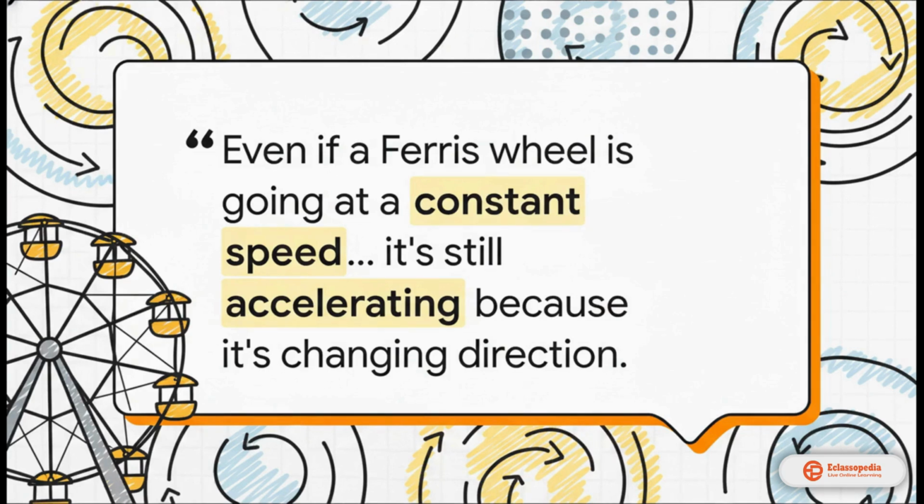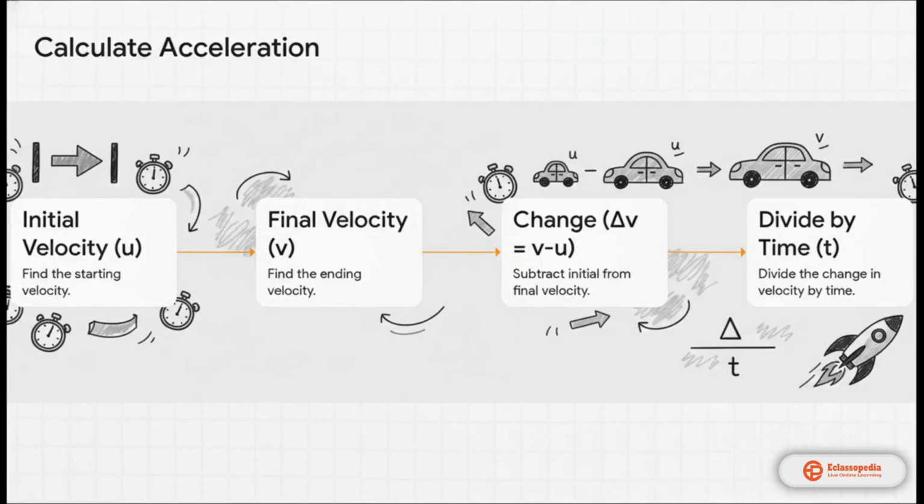It's a perfect example. And if you want to calculate acceleration, it's pretty straightforward. You just need to find the initial velocity, then find the final velocity. You calculate the change between them, and then you just divide that change by the amount of time it took. That's it. That gives you the acceleration.